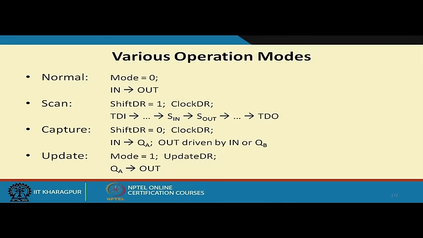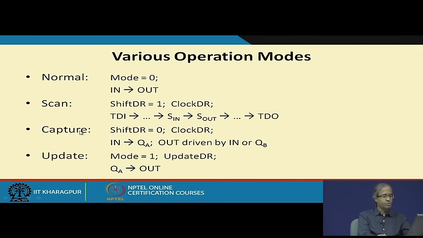So, this S in will go to S out, that will go to the S in of the next one, S out. So, they are chained as a shift register, just like in this scan path design. So, this is called scan mode, and in the capture mode shift DR equal to 0 and clock DR.